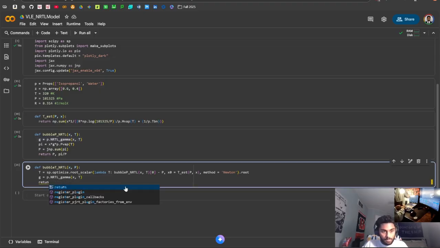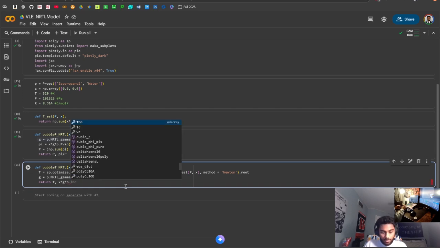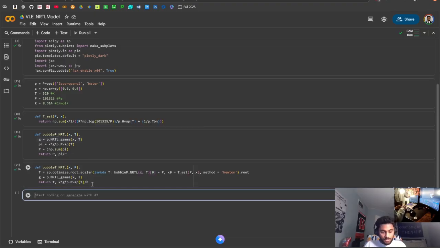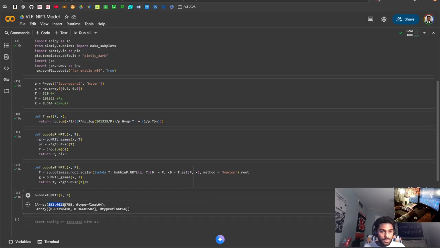We want to return our bubble temperature, and we're also going to return our X times our gamma times our P dot P vap at the given temperature, and then all that over P. I think I just throw that like that. So now when we do our bubble temperature calculation, we get our bubble temperature, and we also get the compositions for that first bubble of vapor in our 100% liquid system.